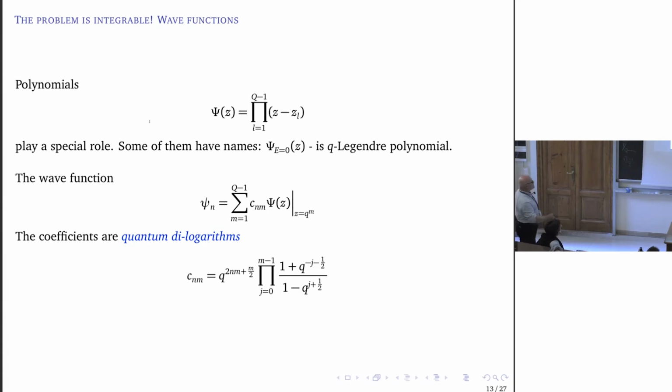Now, once you have these numbers, you may construct the wave function. The wave function solution, you know, gives not only eigenvalues, but also eigenstates. And those are polynomials whose roots are these interesting numbers. If I construct this polynomial, in order to recompute psi n in the original equation, it's a linear combination of this polynomial with the coefficients which are known as quantum dilogarithms.